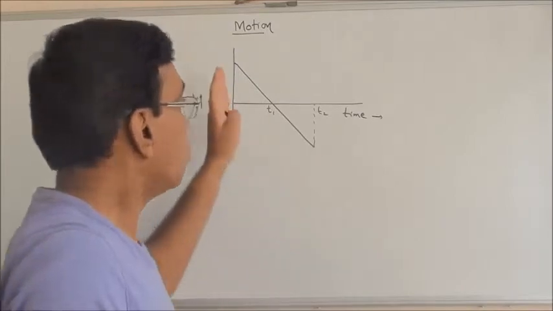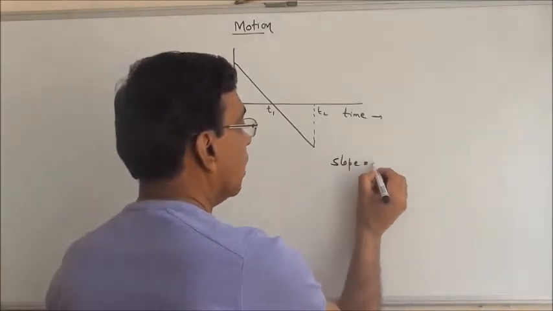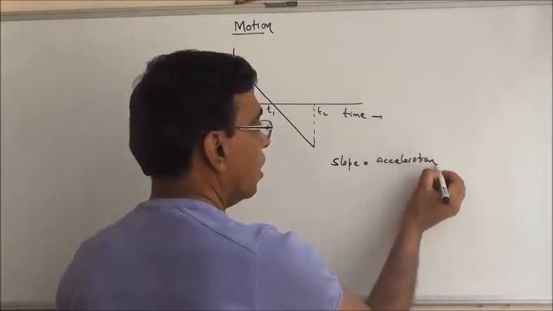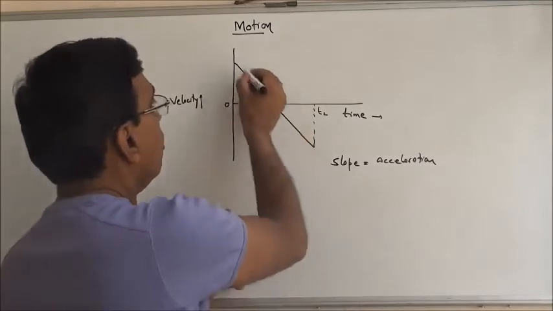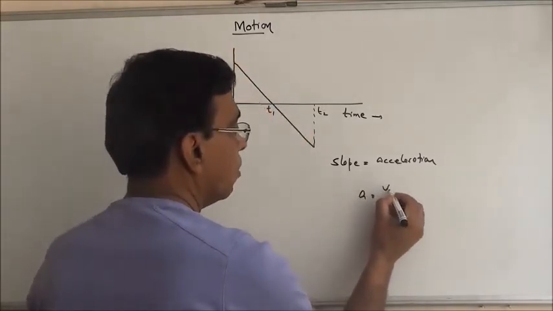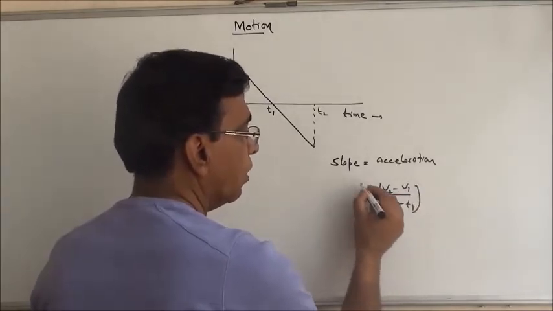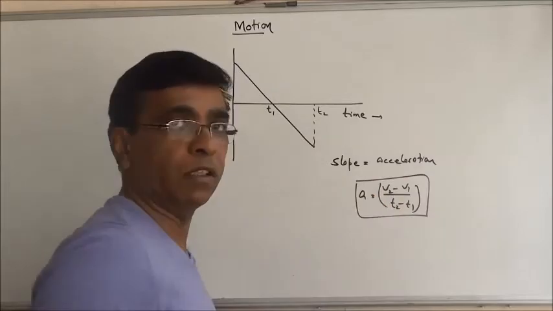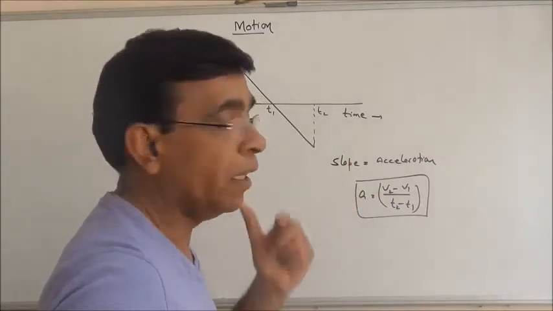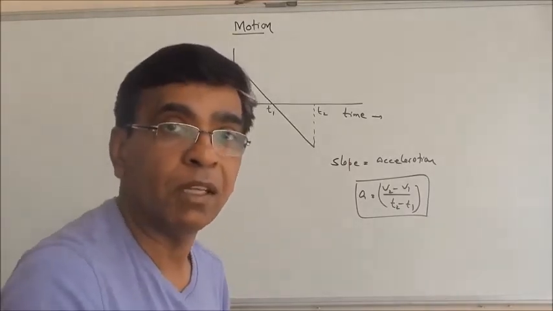And from the slope, we will get acceleration exactly in the same way as we did for speed. Any 2 points, and then v2 minus v1 upon t2 minus t1. This is how we will calculate the acceleration. Area under the curve will give us displacement here.